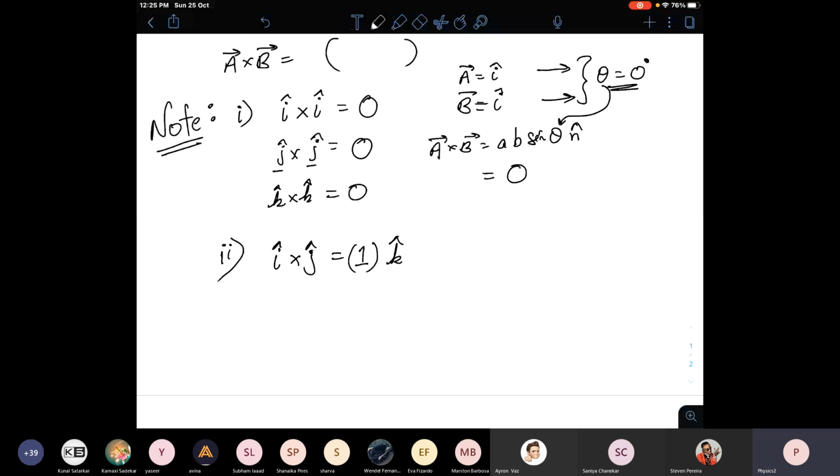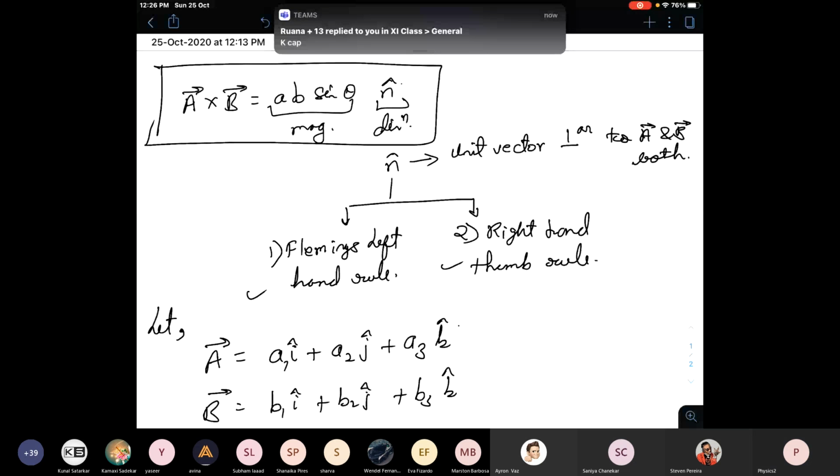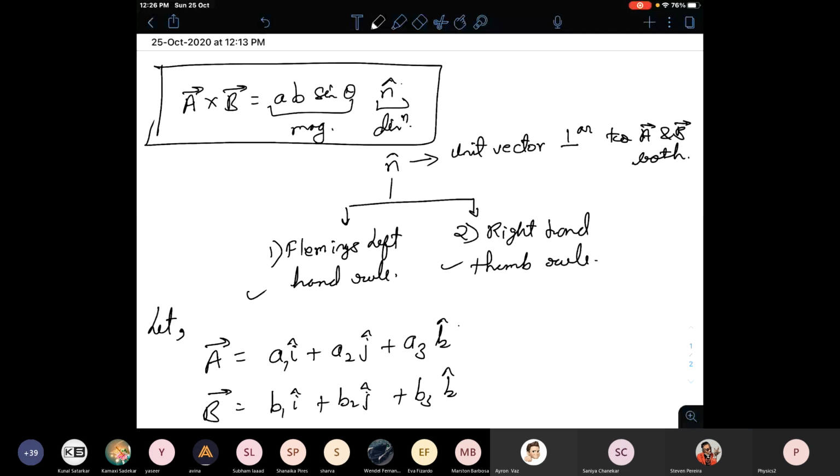So basically what we do is we just write it like this. I cap cross J cap is equal to K cap. Nothing much we have done, just the starting basics over here. So I cap cross K cap will be J cap. I cap cross J cap will be K cap. Don't say into.